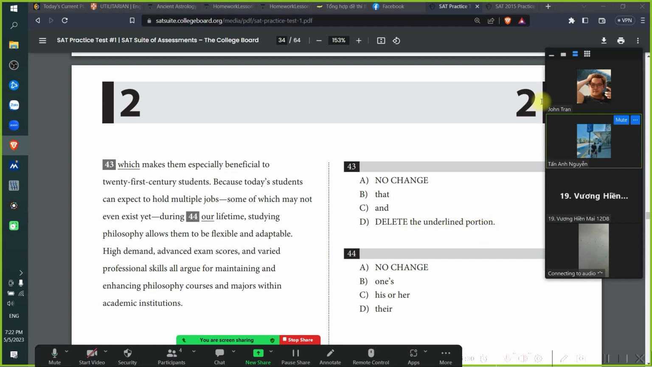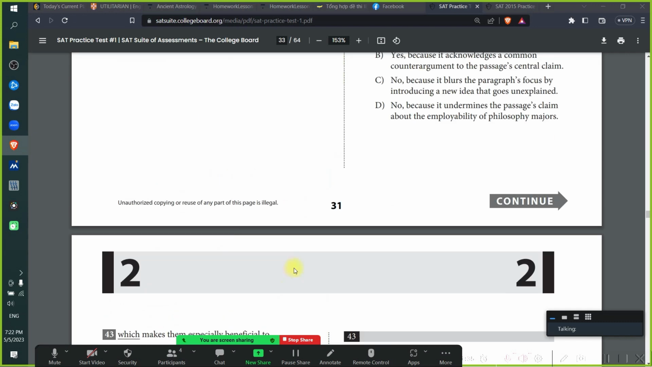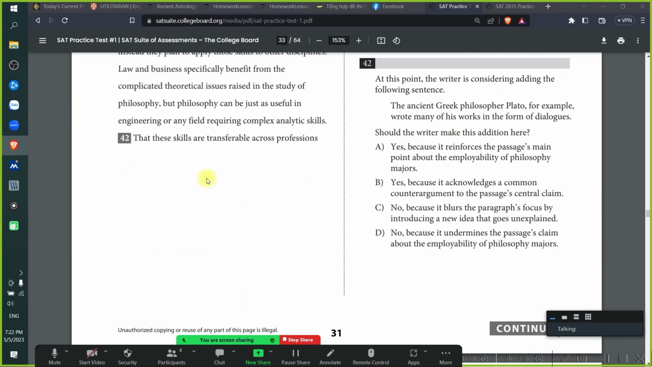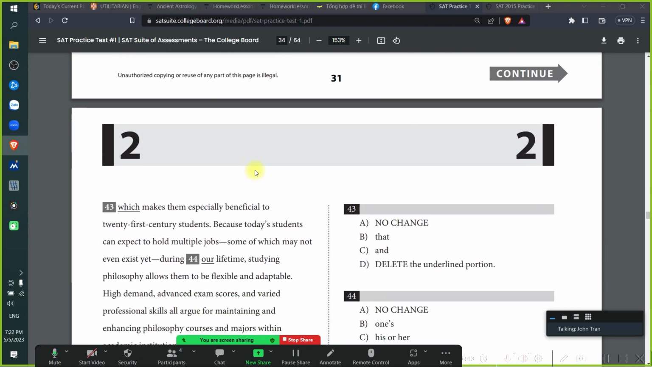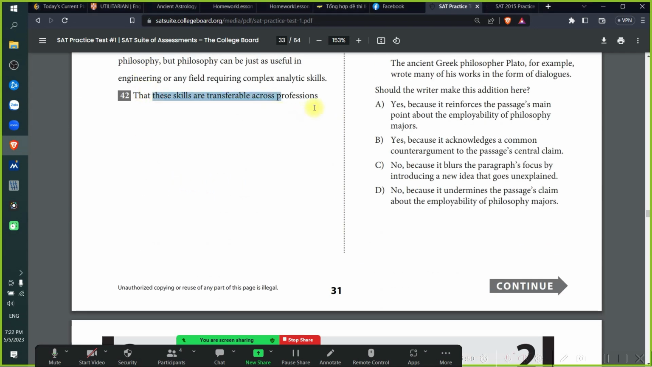Delete the underlined portion, I see. That these skills are transferable across professions makes them especially beneficial. Because these skills are transferable across professions, so the whole thing here can act like a subject.